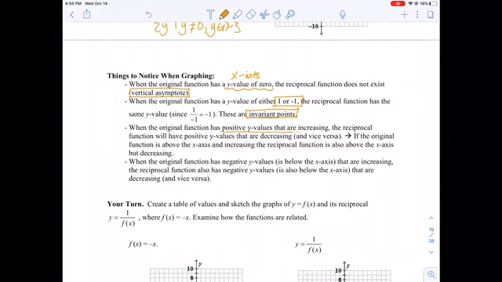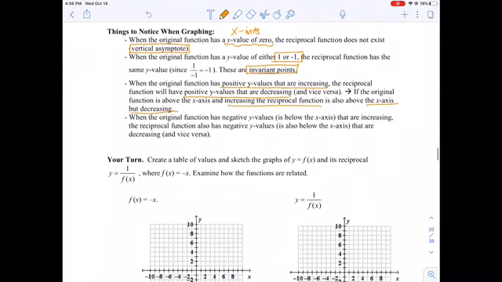When the original function has positive y values that are increasing, the reciprocal will have positive y values that are decreasing. Okay? They get smaller, but the signs won't change. Or if the original function is above the x-axis, is positive and increasing, the reciprocal function will also be above the x-axis but will be decreasing. Okay? And then same thing with the negatives. If they're negatives, they will stay negative, okay? They're increasing, they will be decreasing, but decreasing negative values.